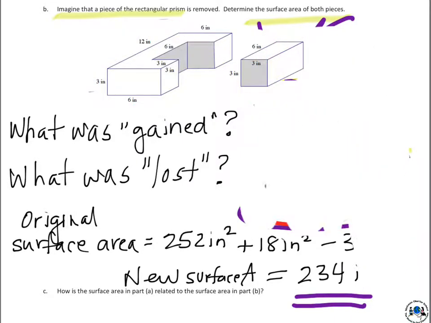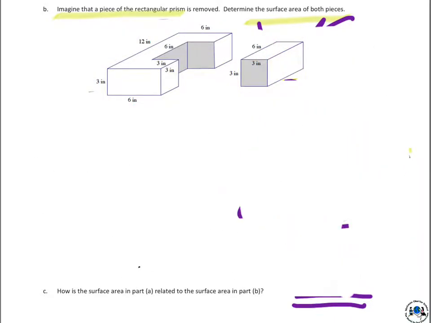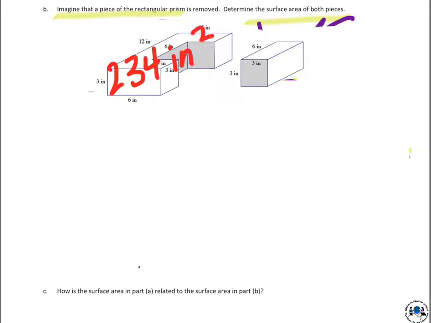Okay, so let's get rid of all that. Clean up a little bit here. All right, and now let's take a look at that. We just put that there. That's 234 square inches. And the small one here, I can't just go ahead and willy-nilly say, well, the other one was 252, so I'll subtract away 234 and I'll get that.